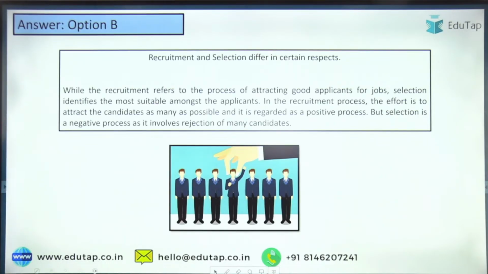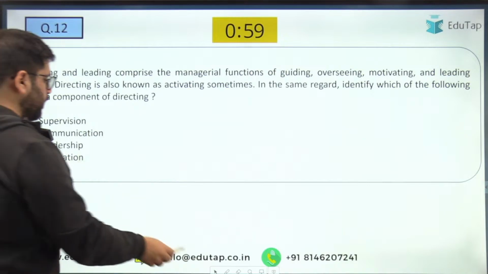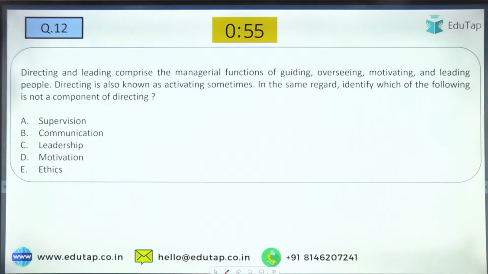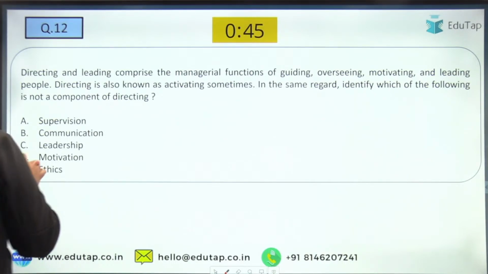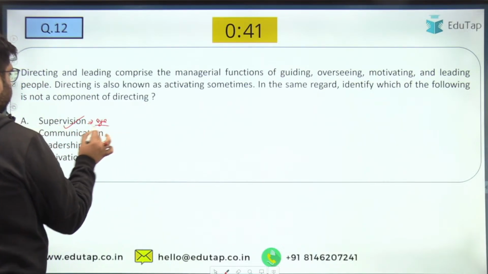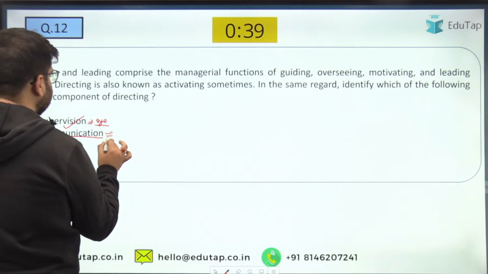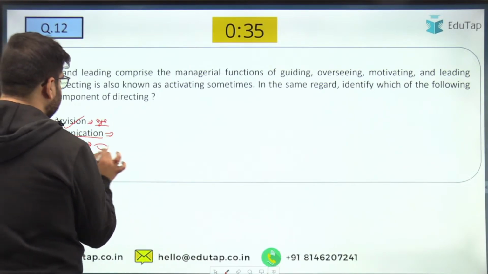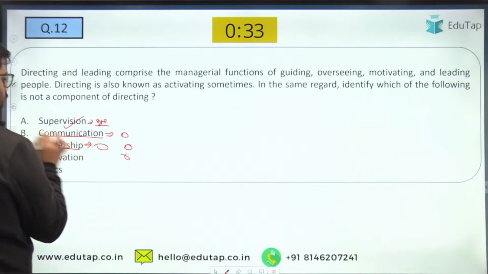Okay. Now let's move forward to the next question, question number 12. Question number 12 on your screen now. The question is regarding which of the following is not a component of directing. This we have already discussed, right? Supervision basically means to keep an eye on the employee. So it is a component of directing. Communication basically means to communicate your messages. Leadership basically means to guide one particular group towards the organizational goal.